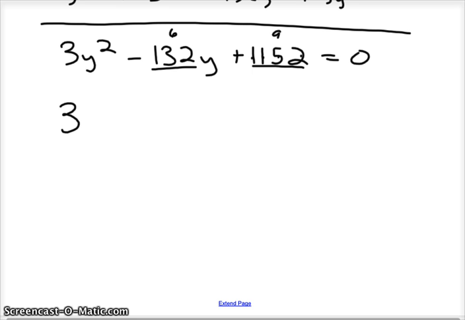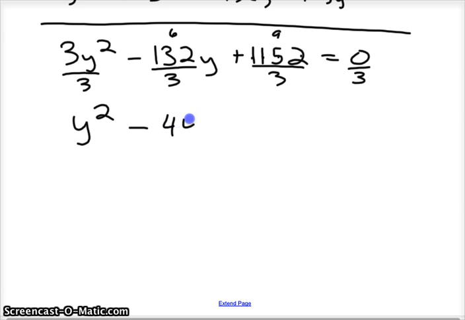So I'm going to take out a 3, or simply just divide the entire equation by 3, including the 0. And what happens is you'd have y squared minus, let's see, 132 divided by 3 would be 44y plus 384. Now equals 0, because 0 divided by 3 is 0. So now factoring becomes a lot easier.